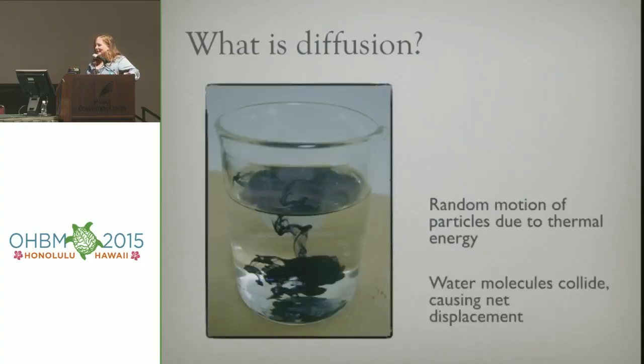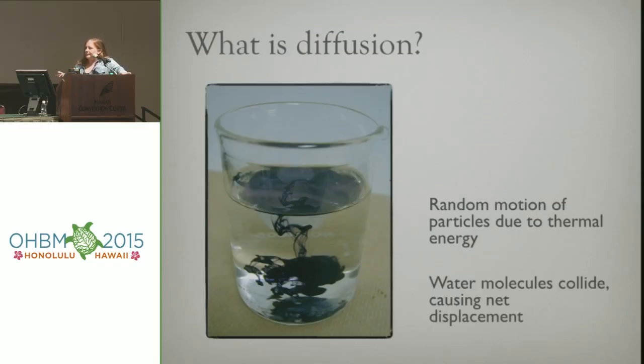Okay, excellent. So let's begin with what is diffusion? Just very briefly, I'm sure most of you are familiar with this. So diffusion, in the broadest sense, is the random motion of particles due to thermal energy. And here we're, of course, talking about water molecules because we're talking about MRI, where we're looking at water in the brain. And so as water molecules collide, they cause displacement.